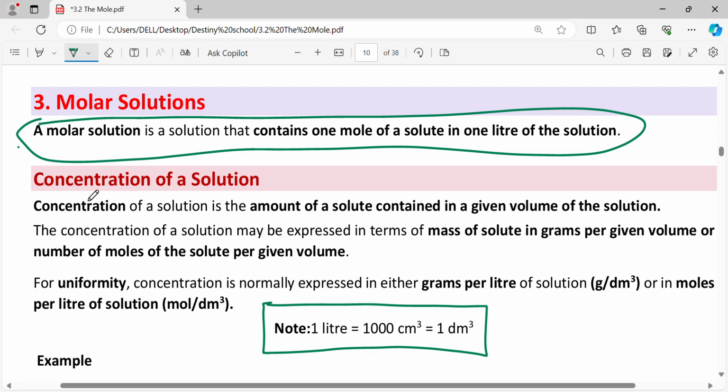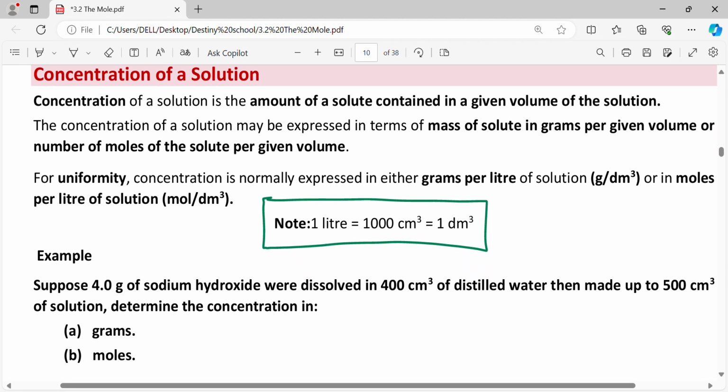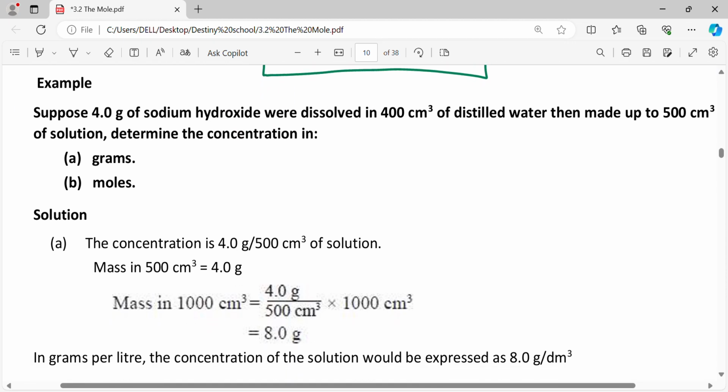There's also something called the concentration of a solution. The concentration of a solution can be expressed in 2 ways. One of them, we can do it as grams per liter, or we can do it as moles per liter. It can be expressed as grams per liter, that means mass per liter, or moles per liter. So you'll see the 2 examples. That is all that you need to know about concentration.